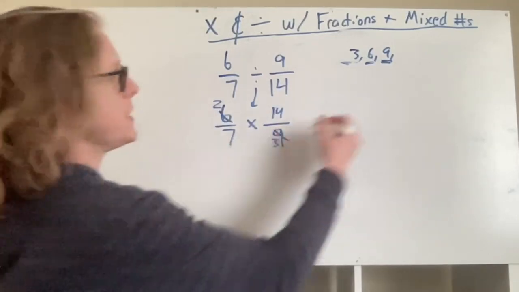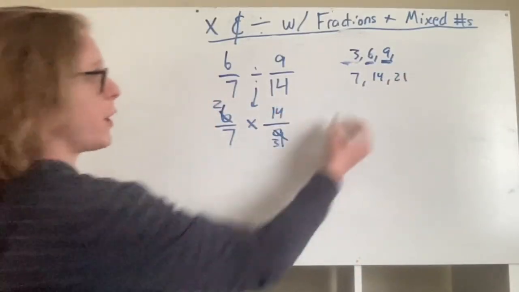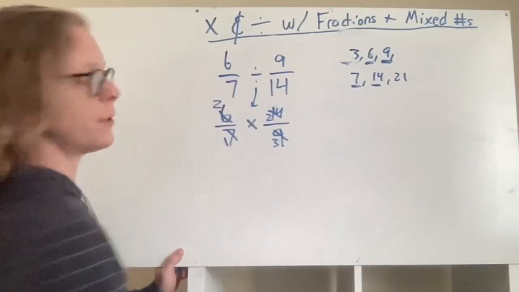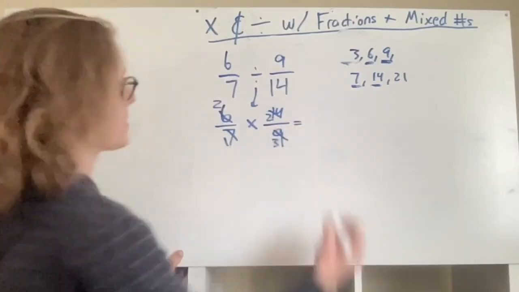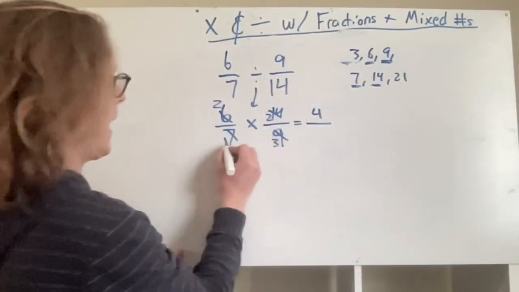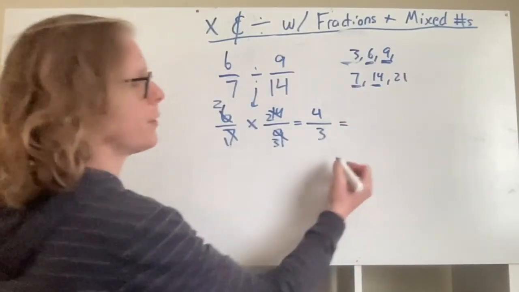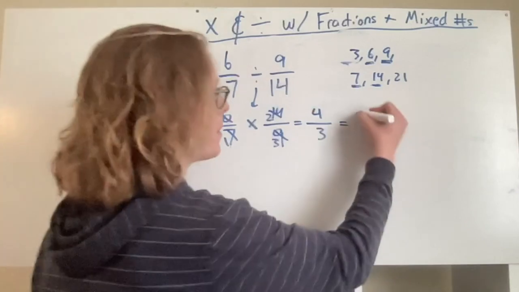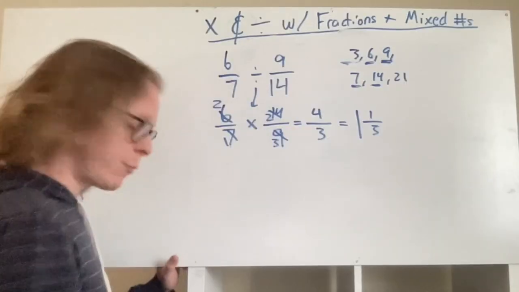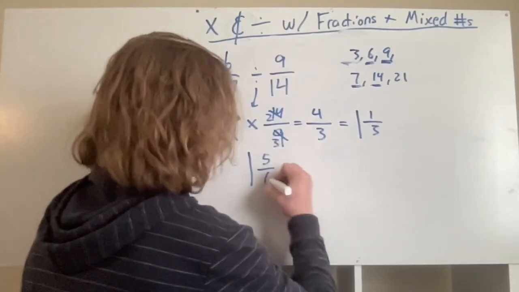What about 7 and 14? Well, those are both 7 times tables, right? So we can simplify there as well. This is 7 times 1 and this is 7 times 2. Now that I've done my cross canceling, let's go ahead and multiply straight across. 2 times 2 is 4, and 1 times 3 is 3. 4/3, which is also equal to, right, 3 goes into 4 one time with 1 left over, so 1 and 1/3. Okay, the last example we need to look at involves division with mixed numbers.